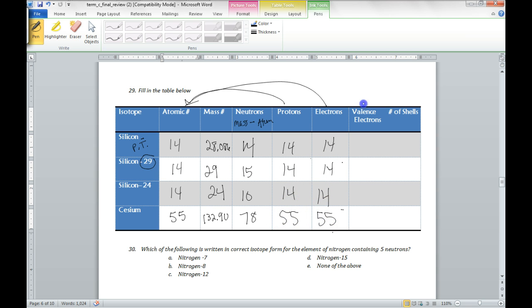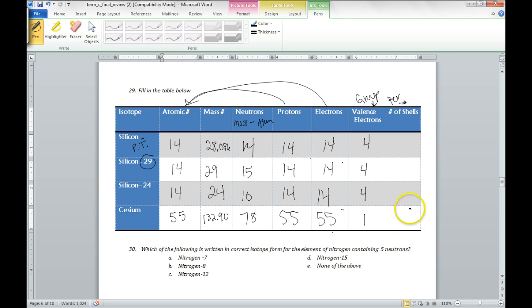Okay, valence electrons. These are going to be the group numbers. And number of shells is the periods. Remember, groups go up and down. Periods go side to side. So for silicon, it is going to have 4 valence electrons all the way down. Doesn't change. Cesium only has 1 valence electron because it's in the first group.